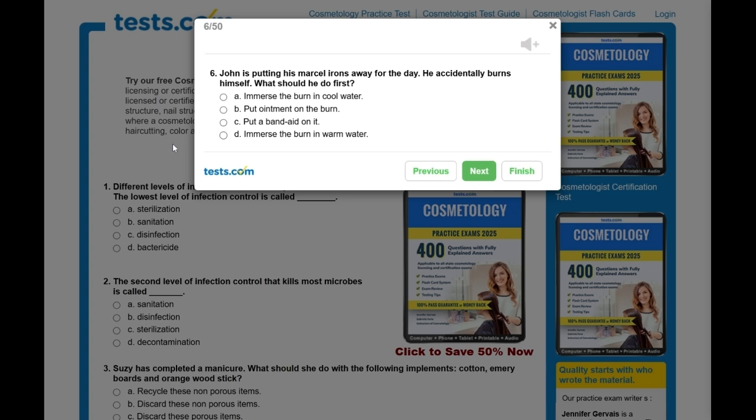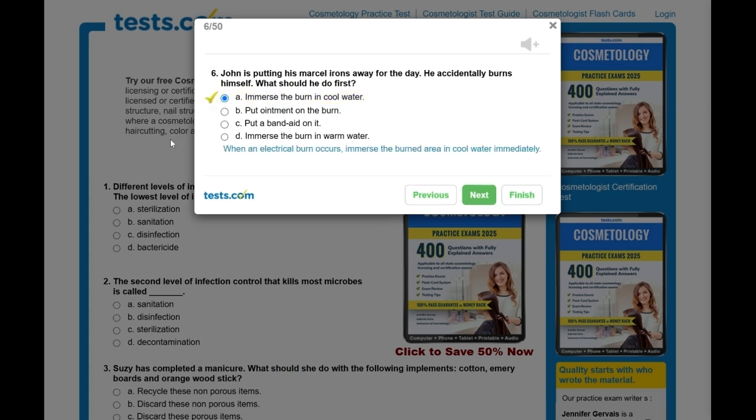Question 6. John is putting his Marcel irons away for the day. He accidentally burns himself. What should he do first? A. Immerse the burn in cool water. B. Put ointment on the burn. C. Put a Band-Aid on it. D. Immerse the burn in warm water. A. Immerse the burn in cool water. When an electrical burn occurs, immerse the burned area in cool water immediately.